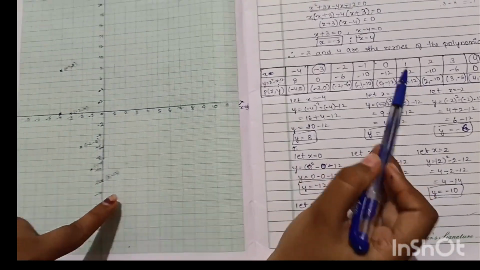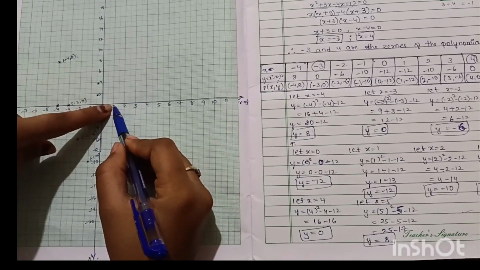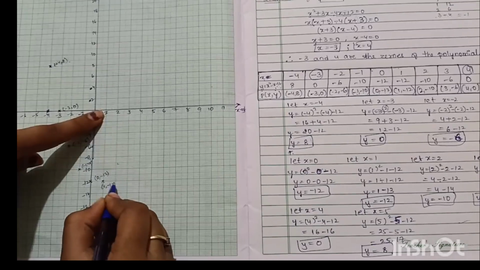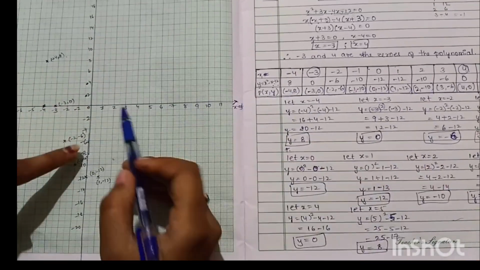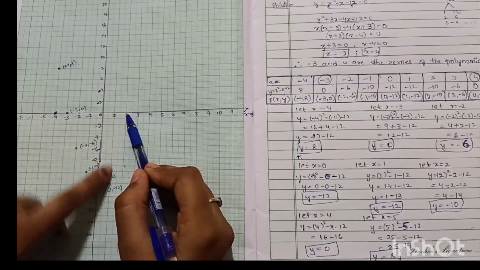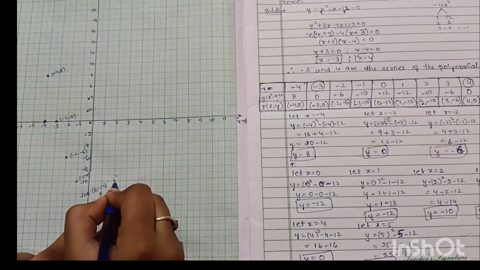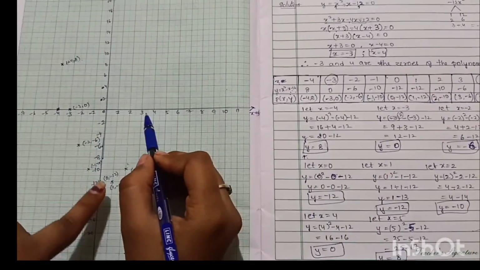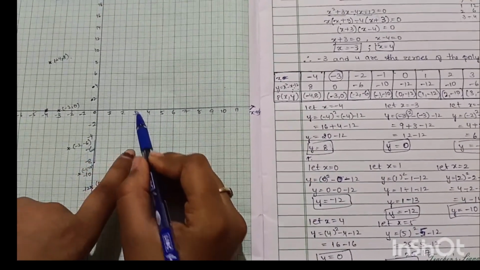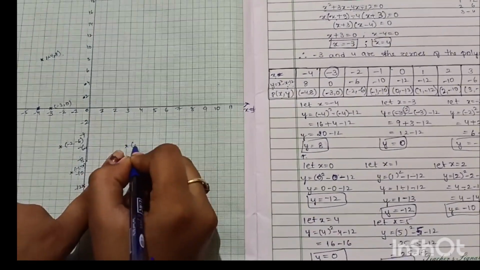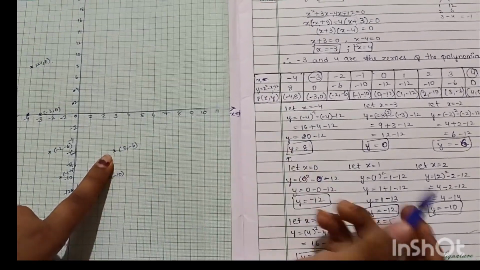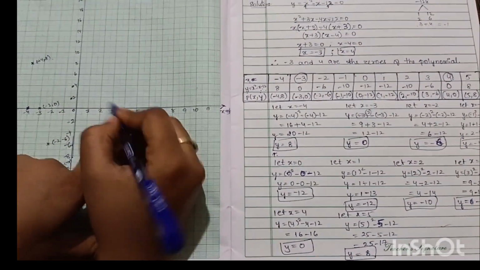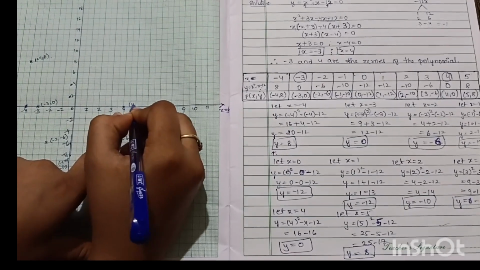So next point is 1 comma minus 12. 1 in the x-axis and minus 12 in the y-axis here. So 1 comma minus 12. Next point 2 comma minus 10. X positive, 2, and minus 10 on the y-axis. Here we'll get the point, 2 comma minus 10. Next 3 comma minus 6. Here we'll get the point, 3 comma minus 6. The next point is 4 comma 0. As y is 0, we'll get it on the x-axis line only. 4 comma 0 here.